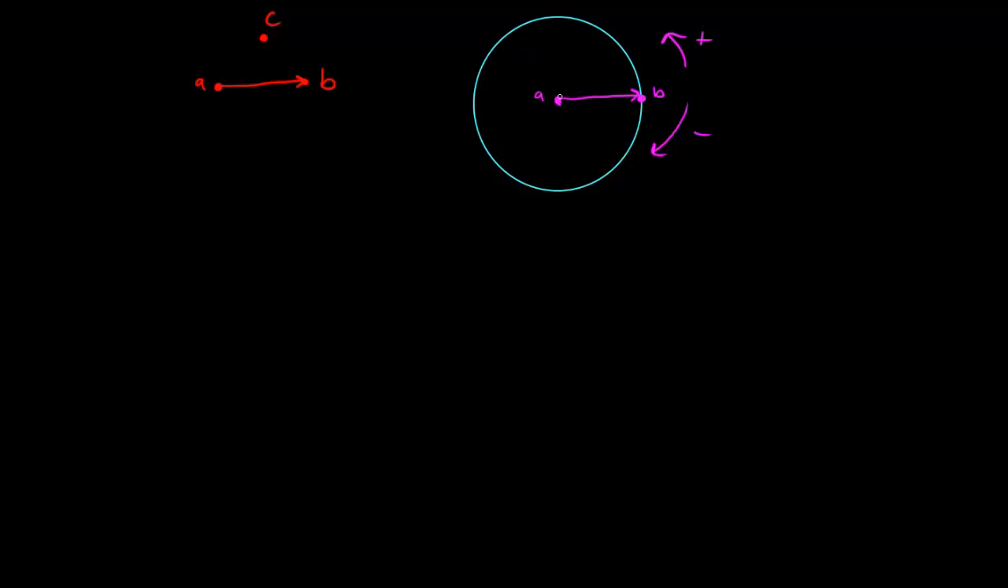So if we take the area between A, B, and C, we should get a positive area. Whereas if we take the area between A, B, and C prime, we'll get a negative area. I know it's kind of simple, but that's more or less it.